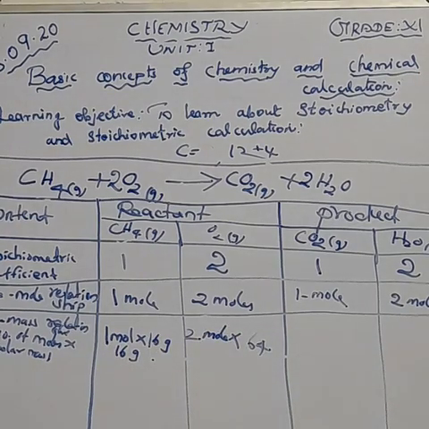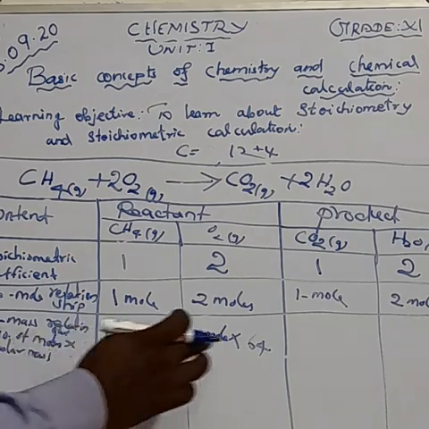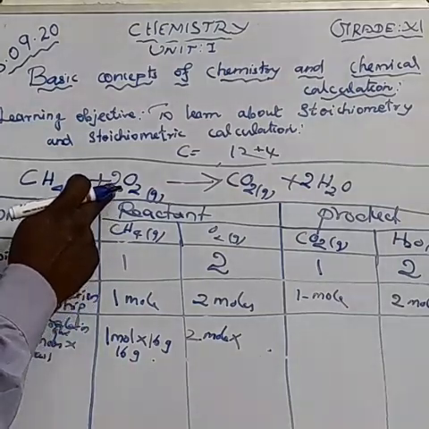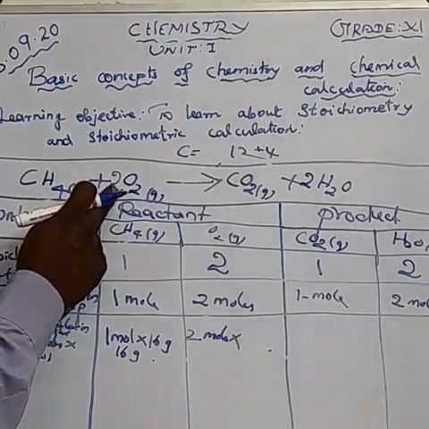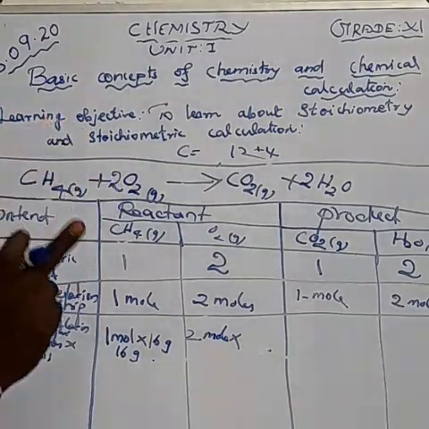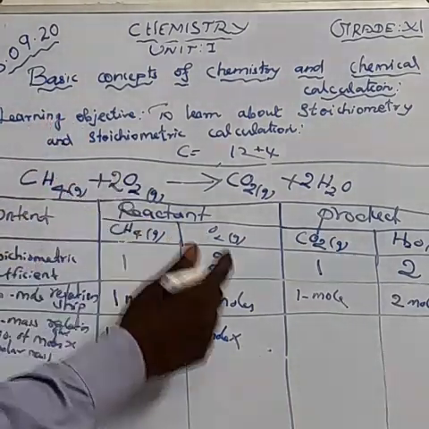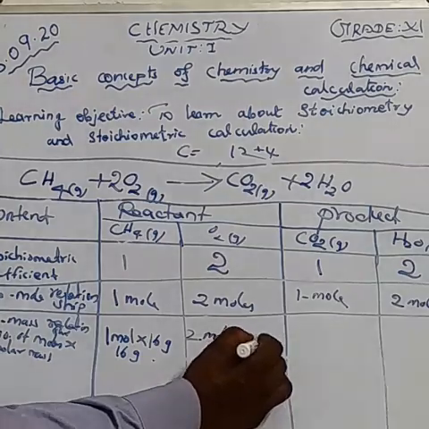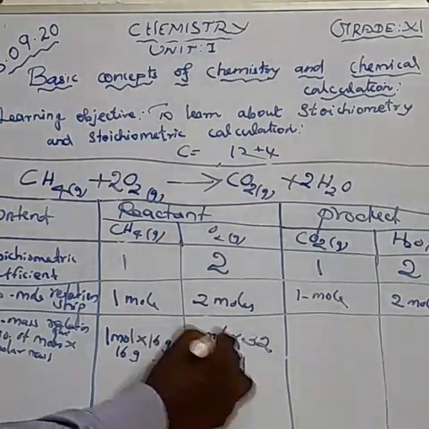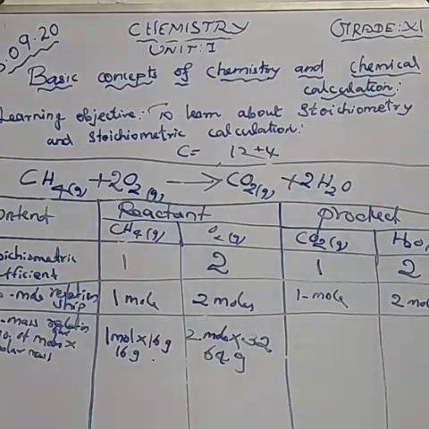So we get 64. How much is oxygen? 16. 16 into 2 is equal to 32. First we are taking 1 oxygen molecule, which is equal to 32. So 2 into 32 is equal to 64. 64 gram here.